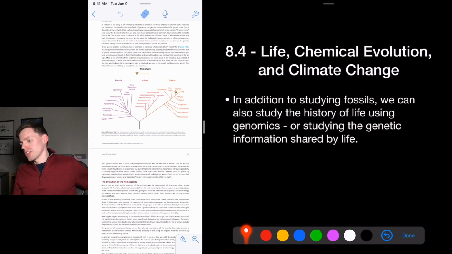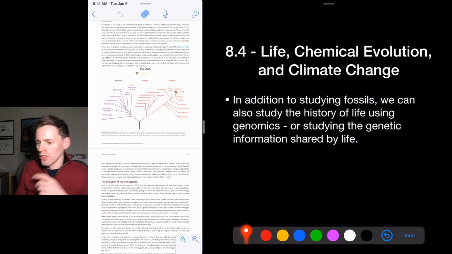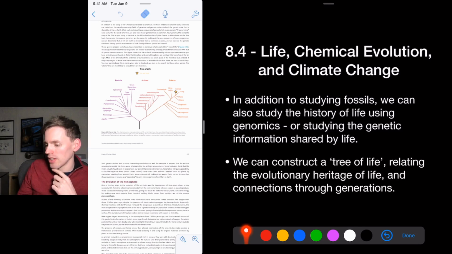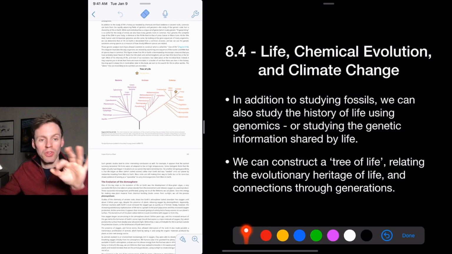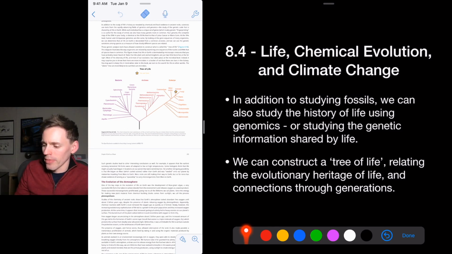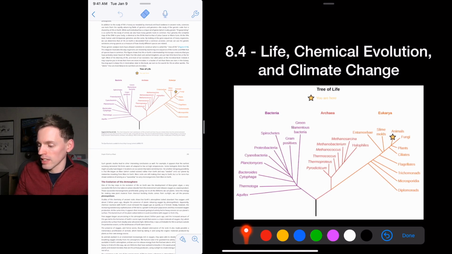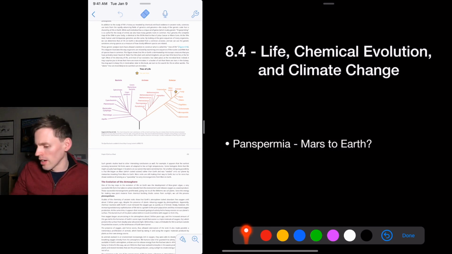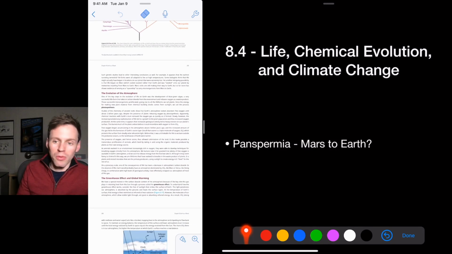In addition to studying fossils, we can also study the history of life using genomics, which is the study of genetic information shared by life. With this you can construct a tree of life, which shows the network of relationships between evolutionary branches, or their shared ancestries through common generations. This is an example of the tree of life. You've got some animals out here, but if we go far enough back, we all find our common ancestor in the single-celled organism.